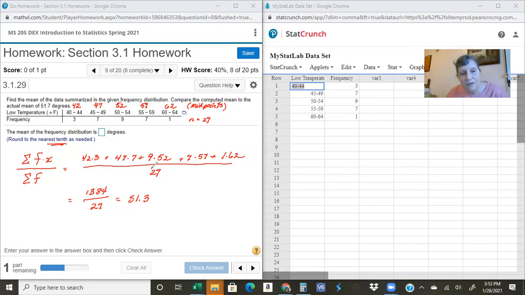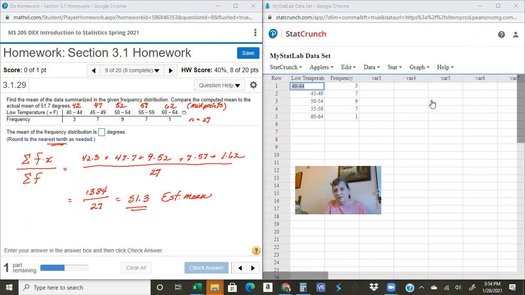So this is how we calculate the estimated mean for a frequency distribution. You multiply each frequency times the midpoint of that class, divide by the total number in the sample, which is going to be the sum of the frequencies, and there's your estimated mean. But let me show you how to get StatCrunch to do it. I want you to know where the formula comes from. I want you to understand it, but you don't have to do it that way all the time.